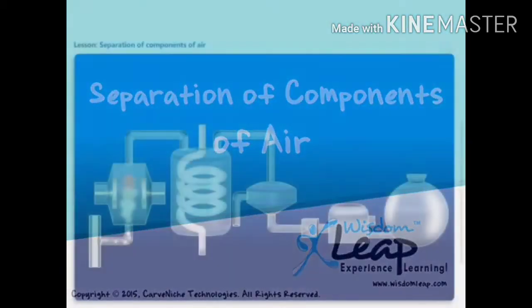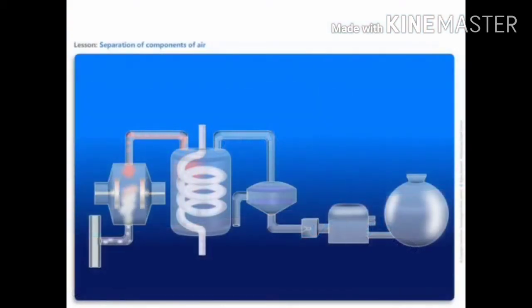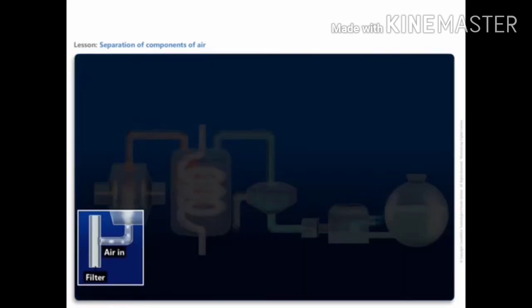Separation of components in air. Air is a mixture of several gases, and these can be separated by fractional distillation. This is brought about by compressing and cooling of air and allowing it to slowly warm up in a fractionating column. Air is first passed through a filter to remove impurities like dust particles.